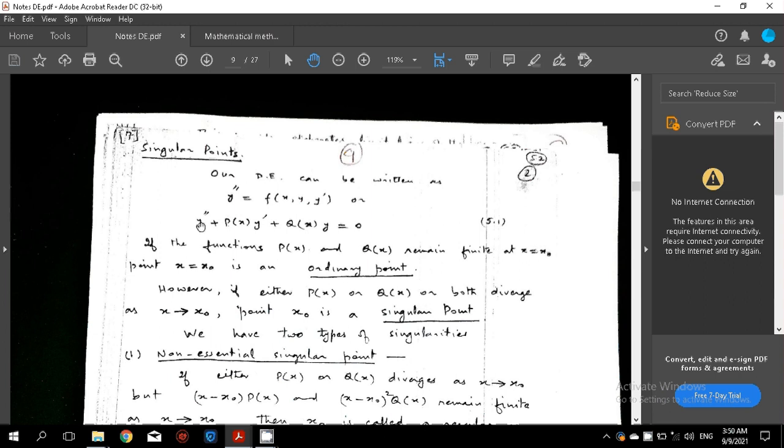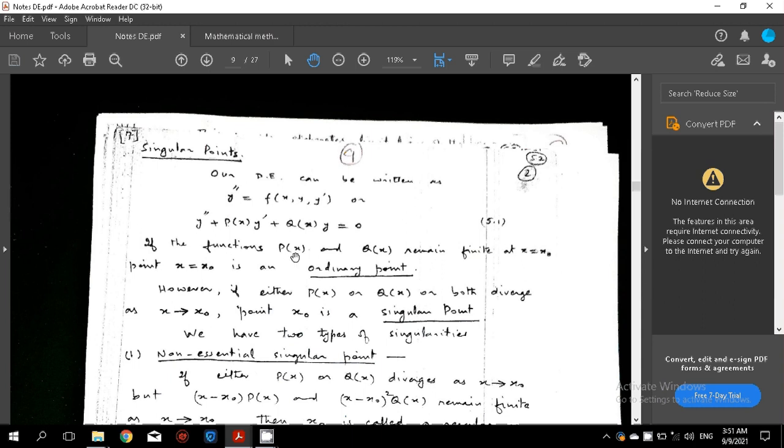Okay, so every differential equation has a singular point or an ordinary point. We will see a technique known as the Frobenius series method, in which we will expand this function into an infinite series about the point of expansion, which I will discuss later. But here you must understand that every differential equation has a singular point or ordinary point. Now, how these singular points and ordinary points are defined is done here, so you must listen carefully.